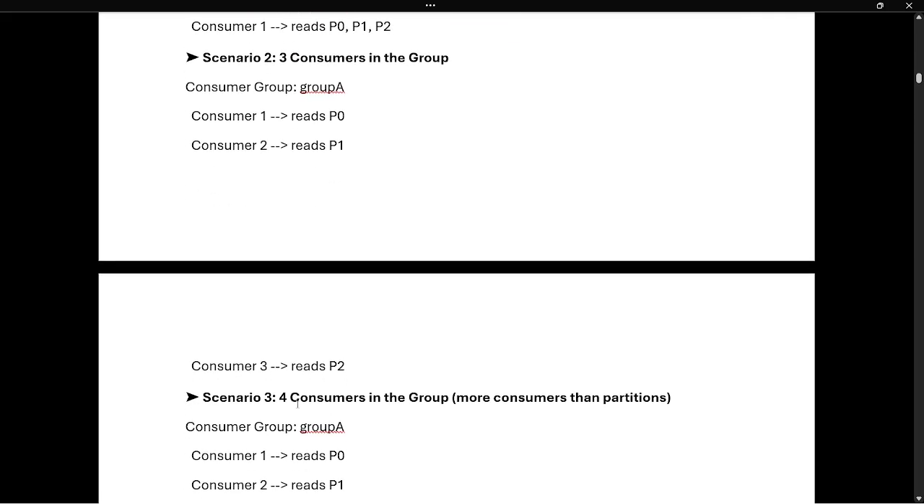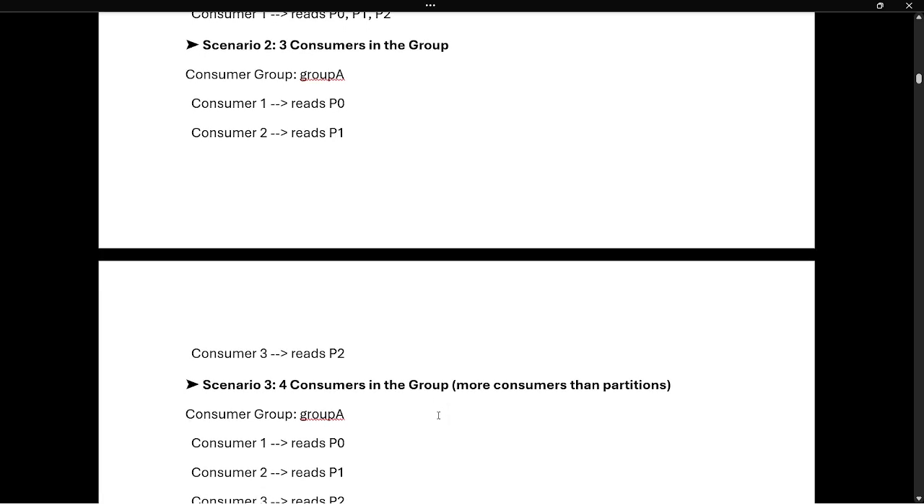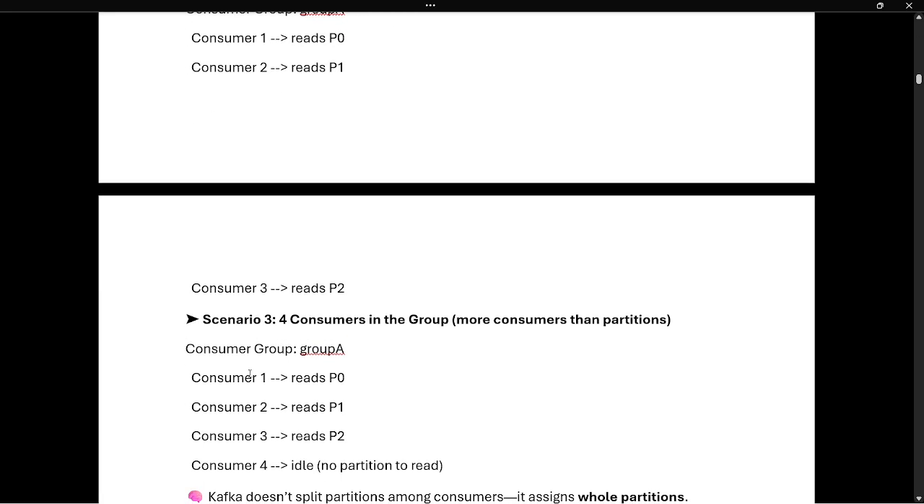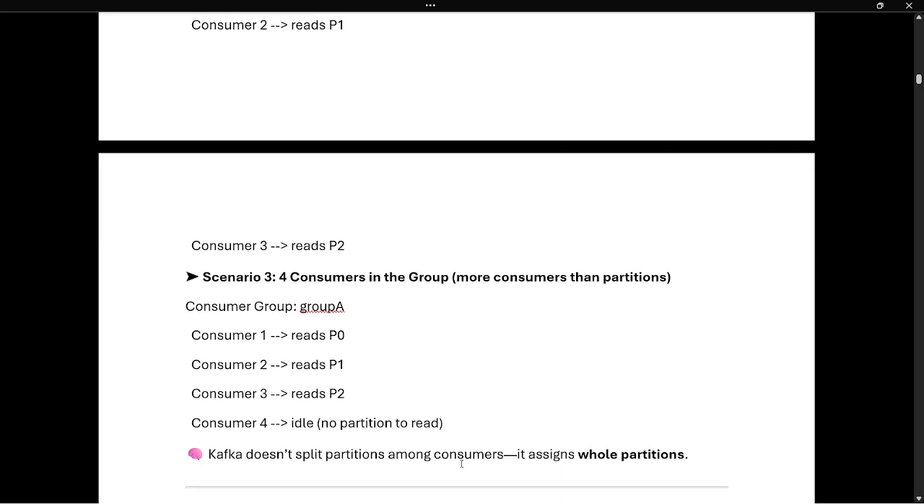In scenario three, there are four consumers in the group, so more consumers than partitions. If that scenario happens, what will happen? Consumer one will read P0, consumer two P1, consumer three P2. If there are more consumers in a group than partitions, then the extra consumer is sitting idle. Okay, Kafka does not split partitions among consumers. It assigns whole partitions to a consumer.